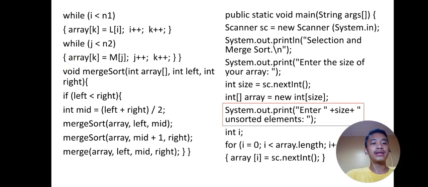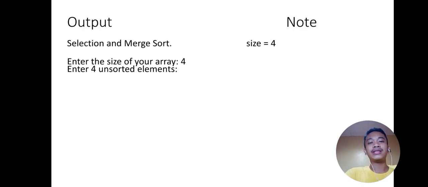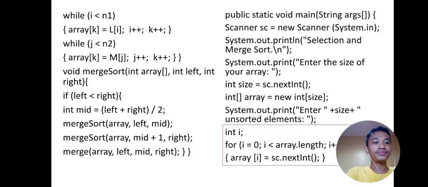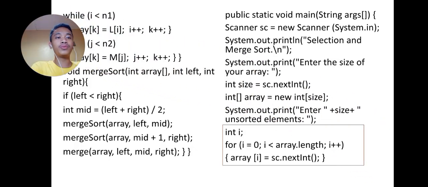Next, it will print this code. The output will be like this: enter 4 unsorted elements. This instructs our user to input 4 unsorted elements. For the user to input 4 elements, we have this block of code, which allows our user to input multiple times. So we have a loop right here: i equals 0 and i less than array.length. The length of the array is 4, so 0 less than 4 is true.